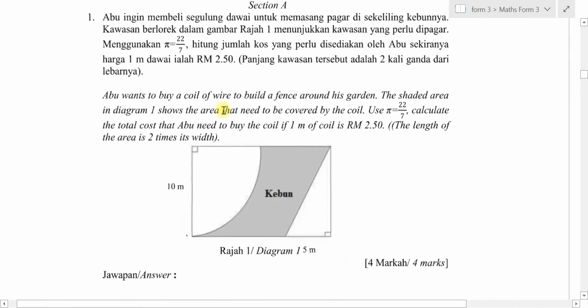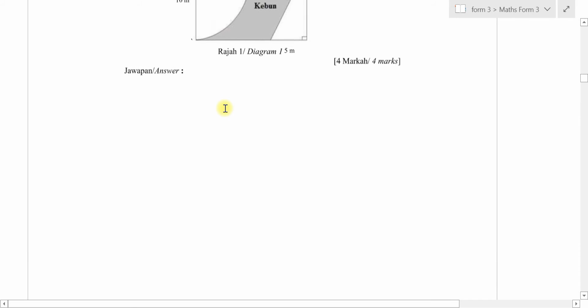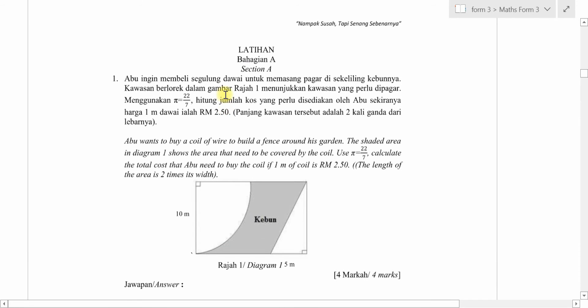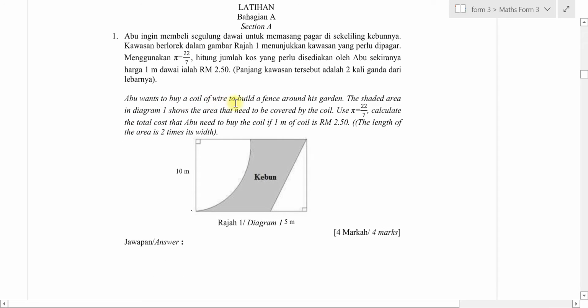Okay, we go to page 12, question number 1. Abu wants to buy a coil of wire to build a fence around his garden. He wants to buy a coil of wire to build a fence around his garden.